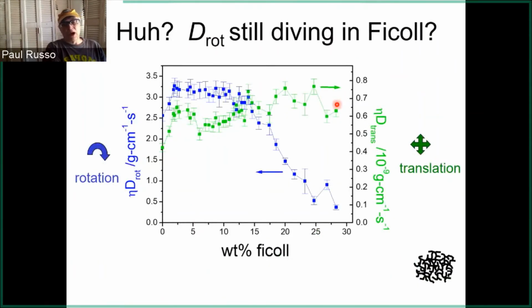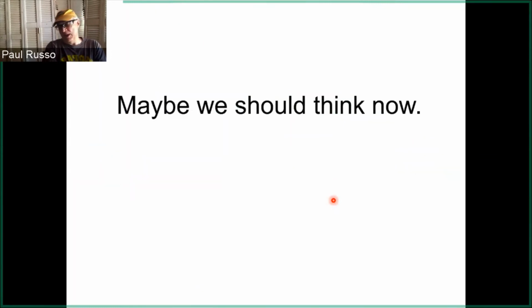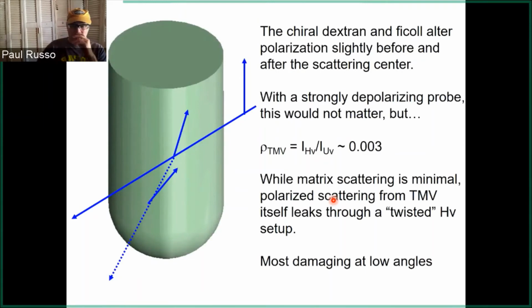So we were surprised, though, that the rotational diffusion coefficient still was diving so quickly in phycol. We didn't think that made any sense. And so Randy decided maybe it was time to think and not follow Röntgen's advice anymore. We should really think now. And it occurred to us finally, this was his idea.